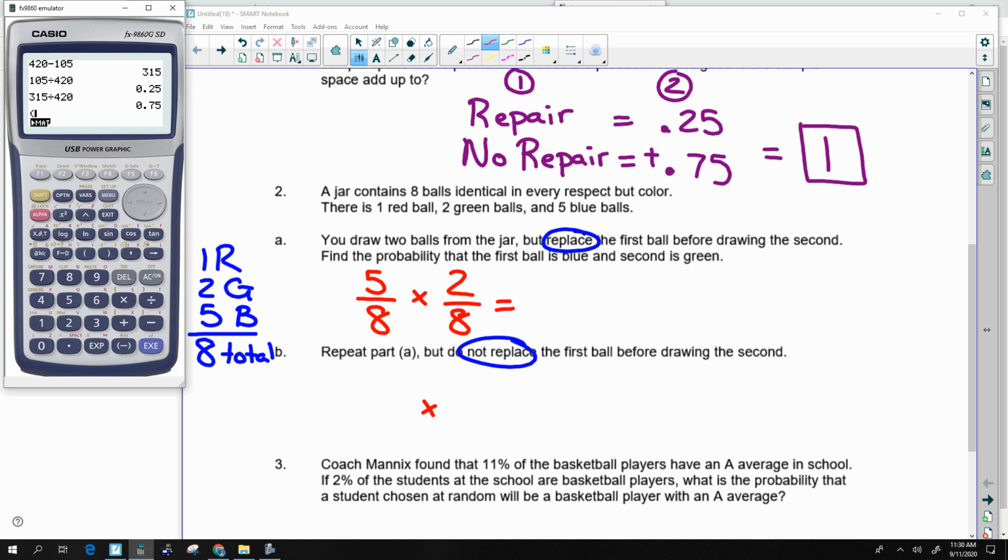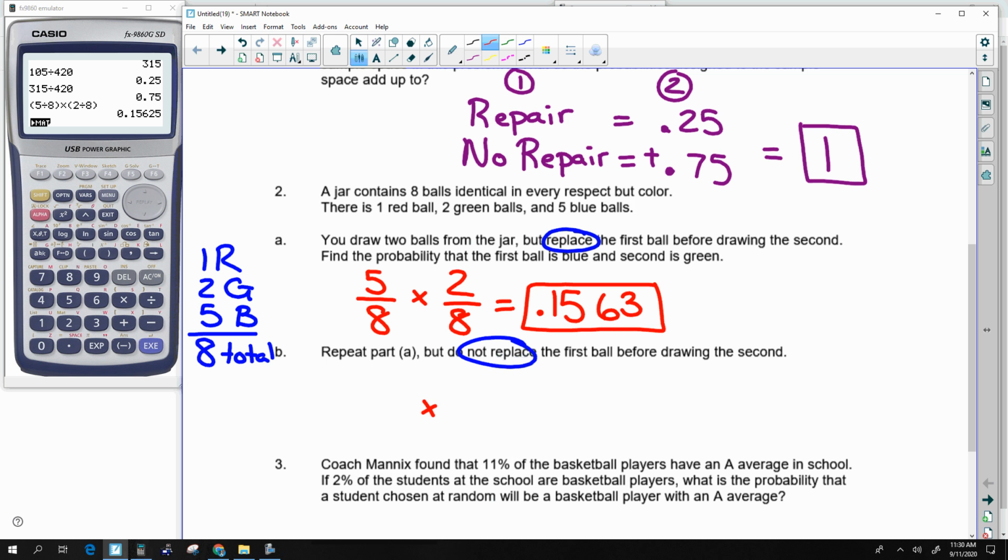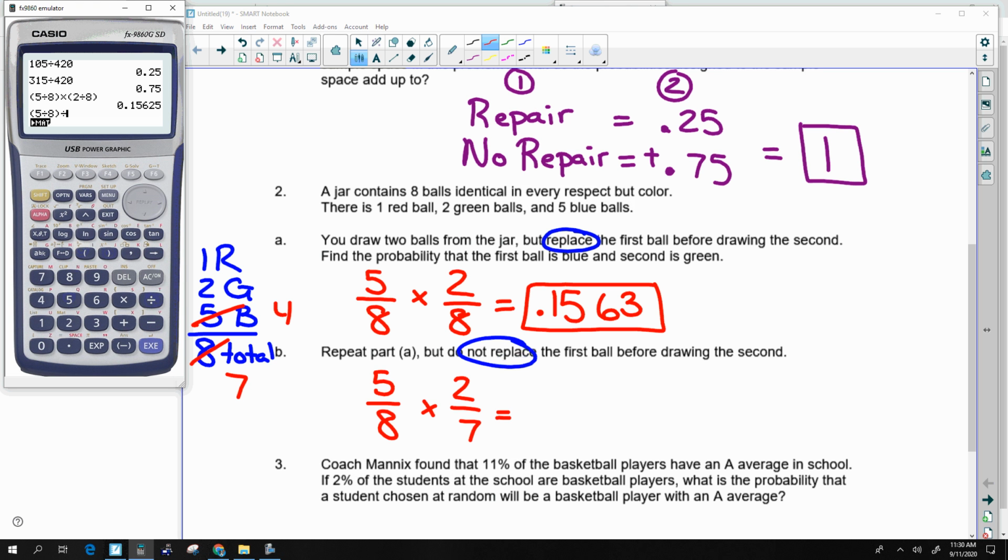And then I select a green, which is now 2 out of 8. So that would be a blue and then a green. Part B is do the same thing as part A, but don't put the ball back before selecting the second. So here we go. Let's select a blue, which is 5 out of 8, which turns that into a 4 and a 7. And now, without putting that back, I select a green. So a green would be 2 out of 7. So 5 out of 8, and then 2 out of 7.